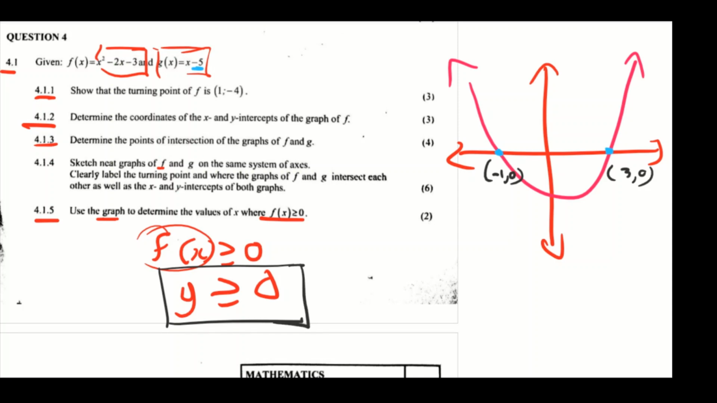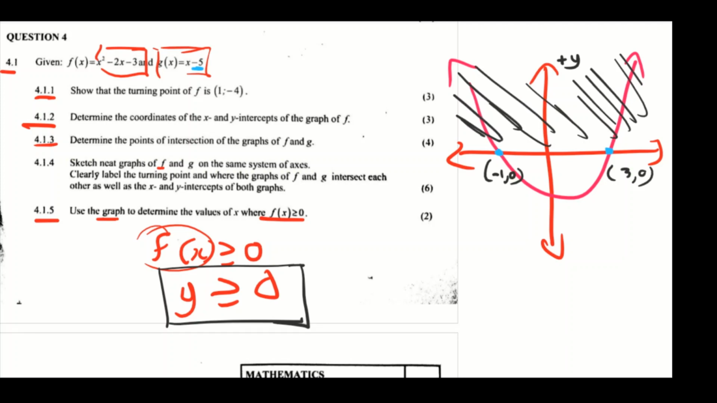When y is greater or equal to 0, it's positive y. Positive y, it's anything that is here. It's positive y. Below that, it's negative y, right? So what are the values of x when y is positive here? So you're going to use your x-intercepts to prove that. So you're just going to say when x is less than or equal to minus 1. So here it's minus 1, right?